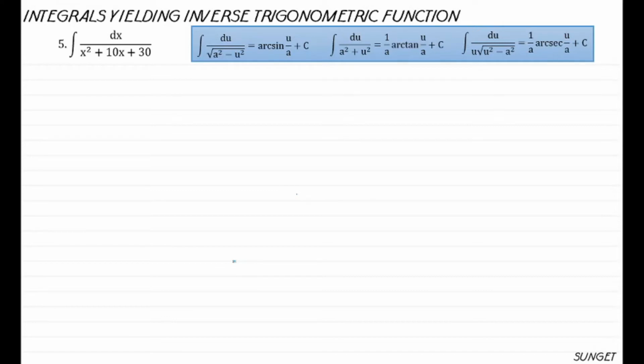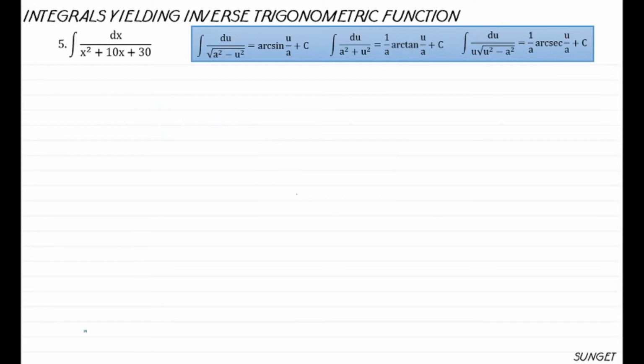As we can see, the integral contains a trinomial, x squared plus 10x plus 30. For the evaluation of this kind of integral, which contains a trinomial of the form ax squared plus bx plus c, we need to complete a perfect square trinomial.